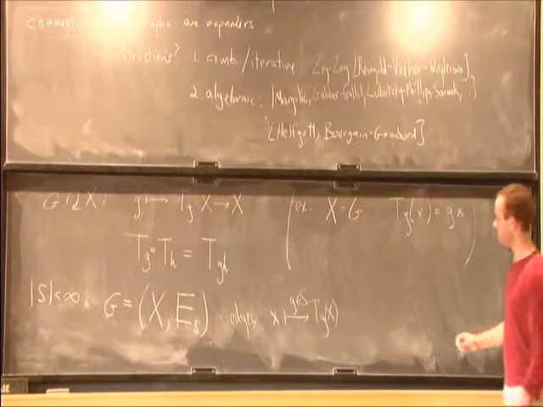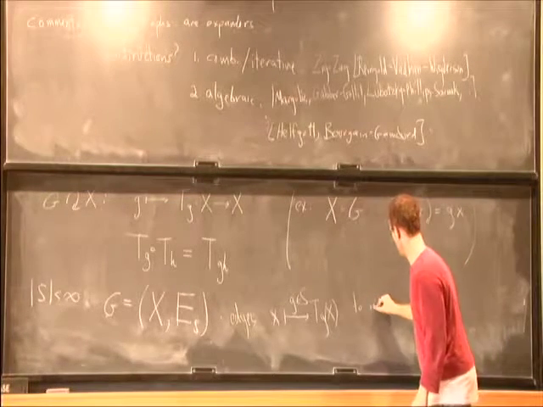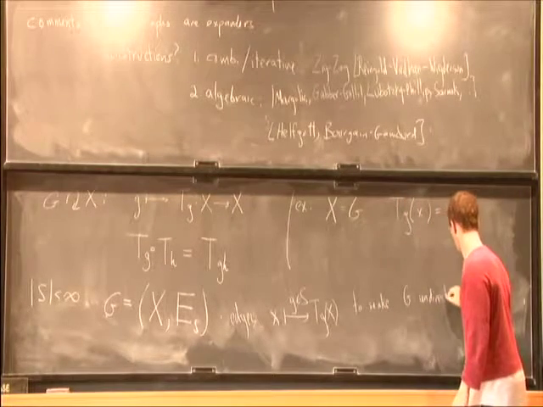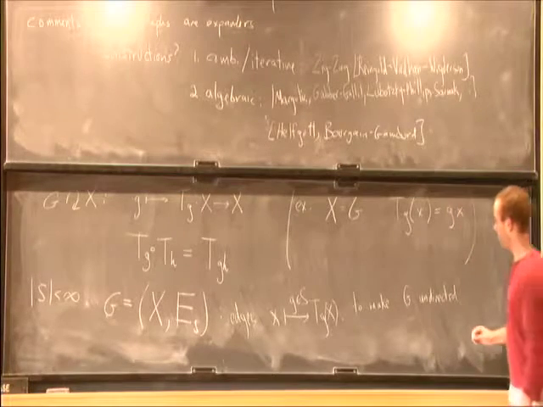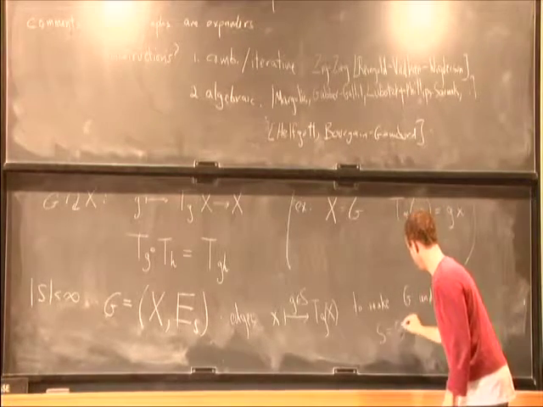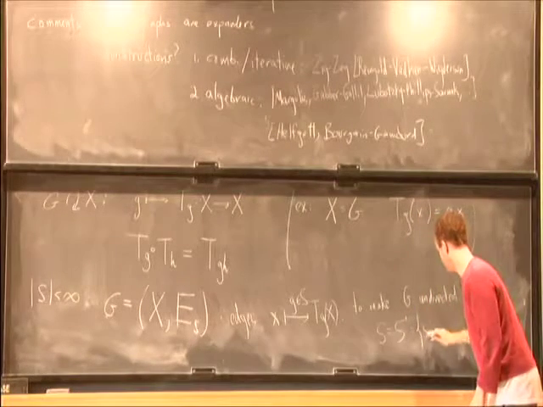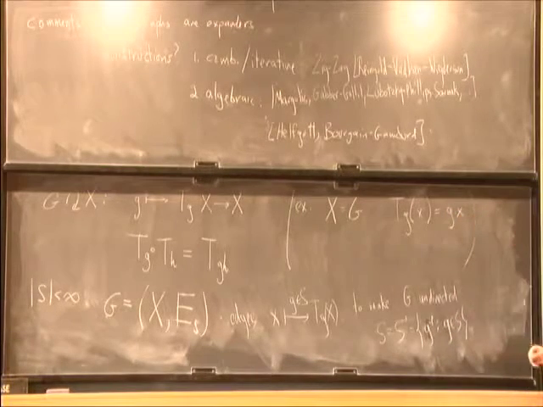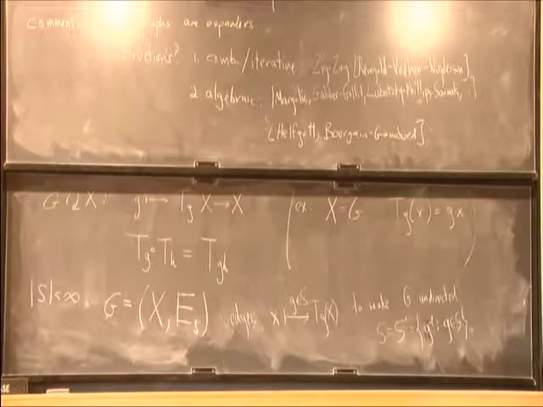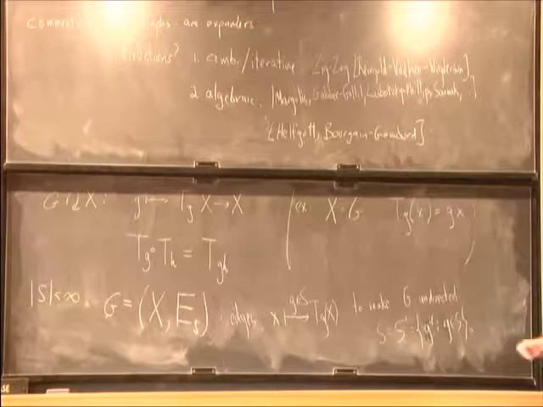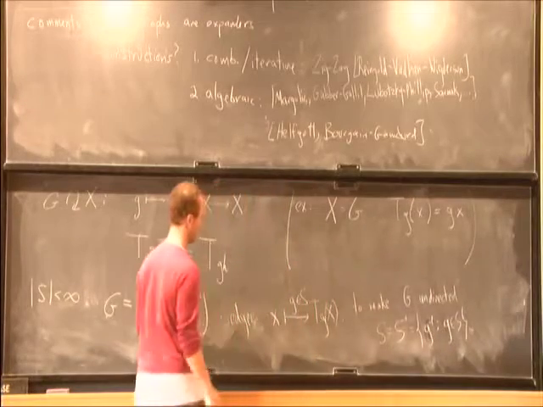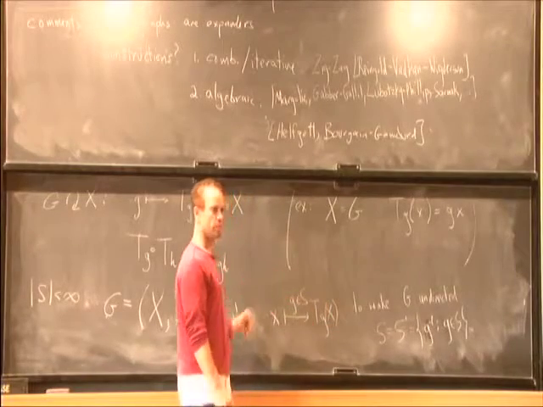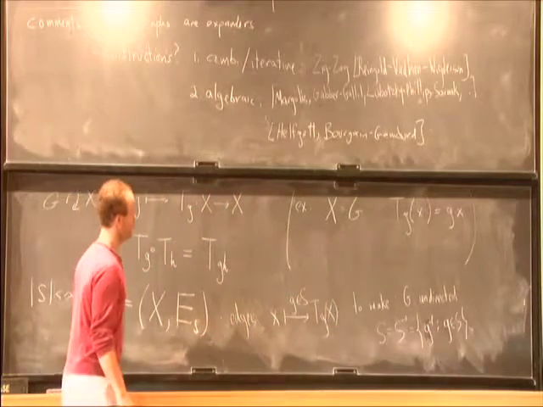And to make the graph undirected, we require that S is symmetric in the following sense: that S contains all the inverses as well. So this makes this graph undirected, because if there is an edge from X to X prime, there is an edge from X prime to X.